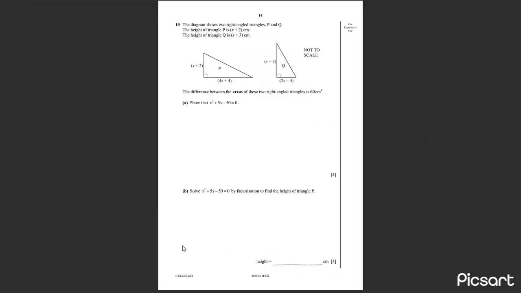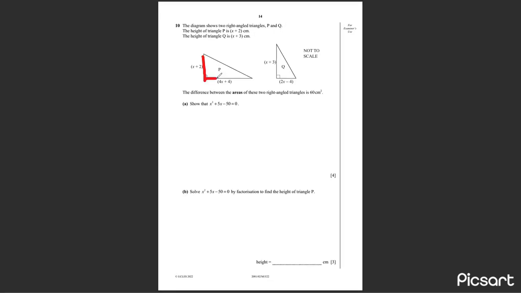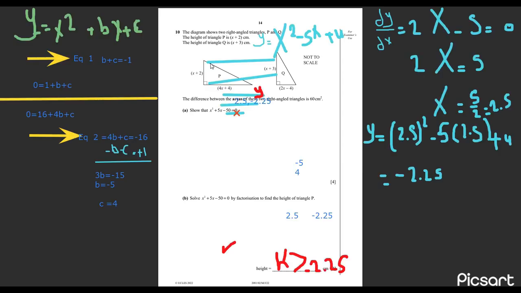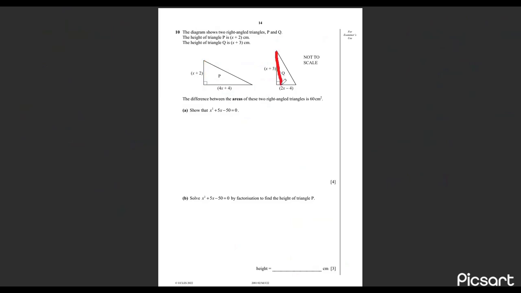Question number 10. Here we have two triangles that have a height and a base. The height of triangle P is x plus 2, and the height of triangle Q is x plus 3. The base of triangle P is 4x plus 4, and the base of triangle Q is 2x minus 4. The difference between the areas of the two triangles is equal to 60. So now we have to use this: area of triangle P minus area of triangle Q is equal to 60 centimeters squared.